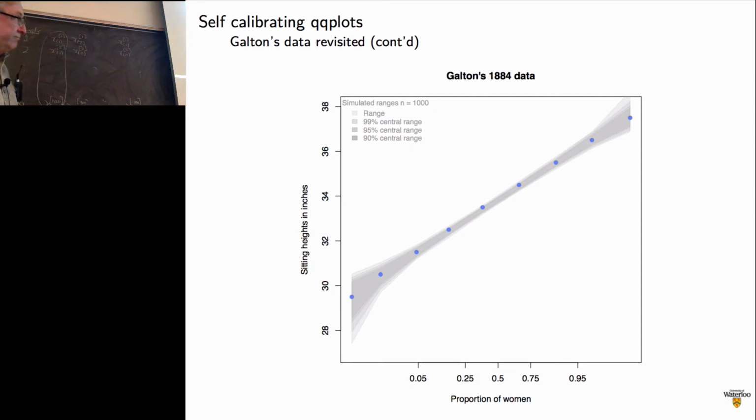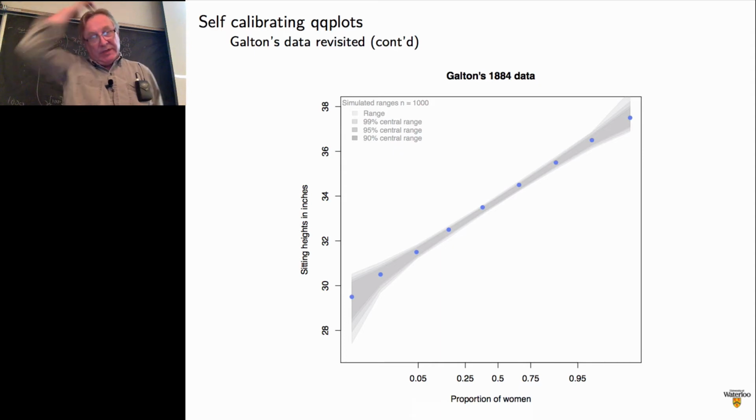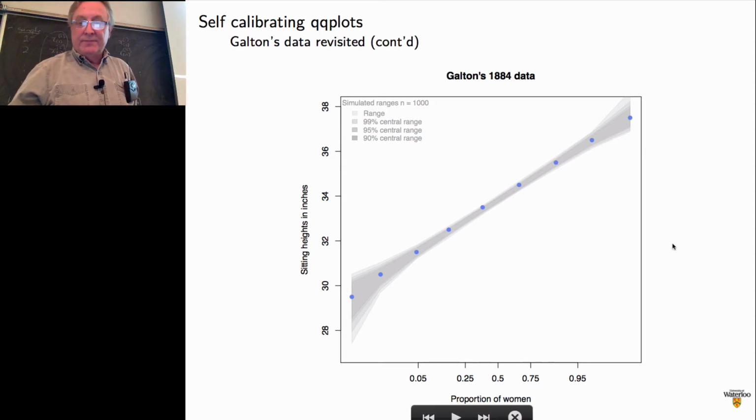And what do you make of that? Does Galton's data look like it's Gaussian? Definitely, right? It's almost smack on a straight line. If anything, it looks suspiciously too good to be true, right? You wonder whether there was some adjustment made to make this look like it's Gaussian. So it definitely looks Gaussian. You can see the narrow bands. It lies within it, but it's suspiciously good.